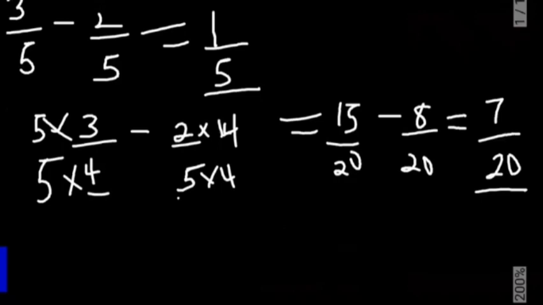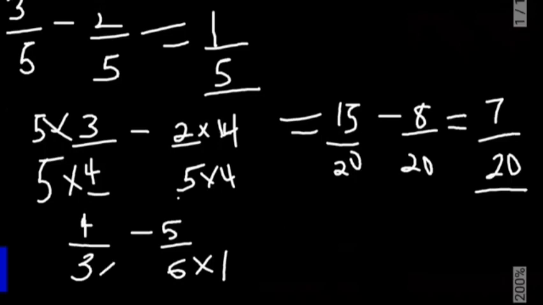Let's pick another example. Let's say 4 over 3 minus 5 over 6. We have different denominators here. How do we make them the same? We could say, okay, 6 multiplied by 3, then 3 multiplied by 6. But if you look closely, we can make things a little bit simpler. We can say 6 multiplied by 1, 3 multiplied by 2. What do you see? 6 multiplied by 1 is 6, 3 multiplied by 2 is 6.